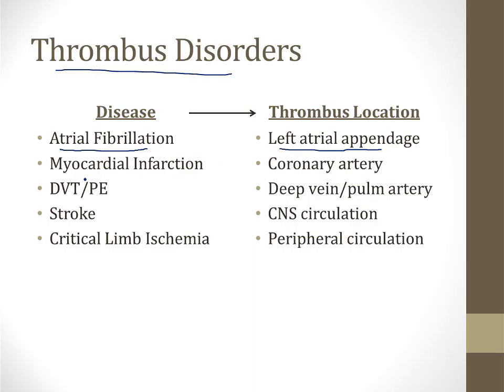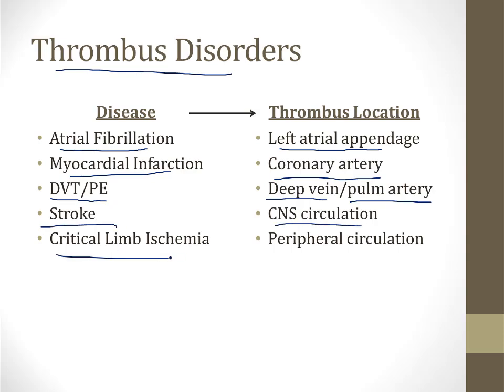As you probably know, in myocardial infarction, blood clots form in the coronary arteries. In deep vein thromboses or pulmonary embolisms, there is formation of clots in the deep veins of the legs, which can travel to the pulmonary artery. A stroke is a blood clot in the central nervous system circulation, and critical limb ischemia is a blood clot in the peripheral circulation, usually to the leg, causing a decrease in blood flow.